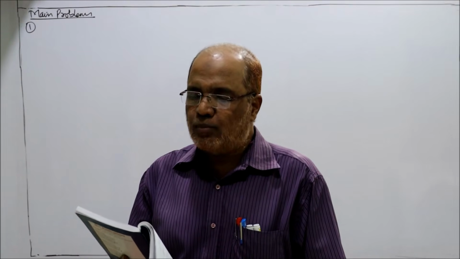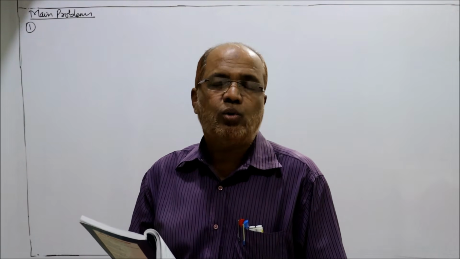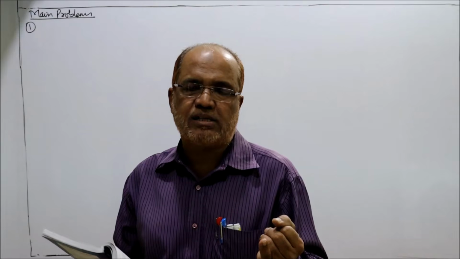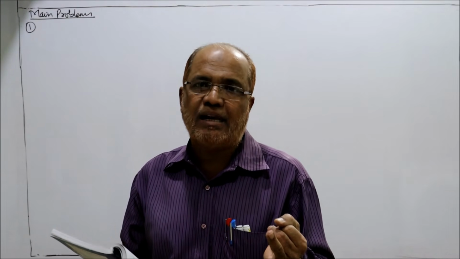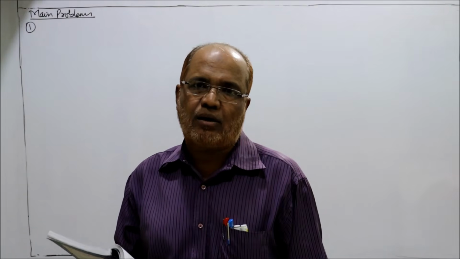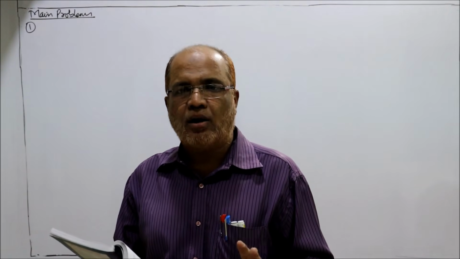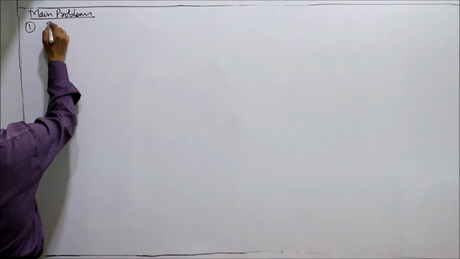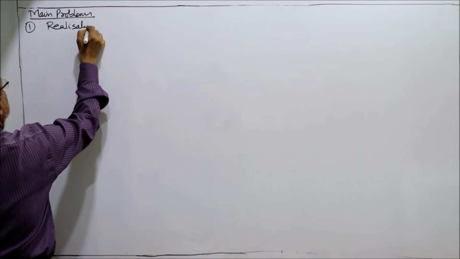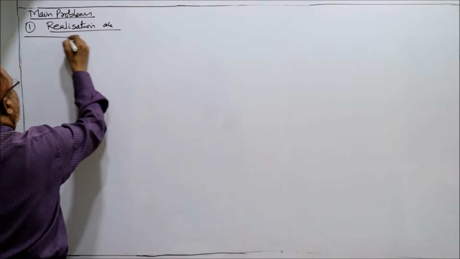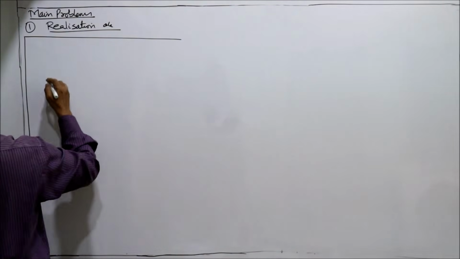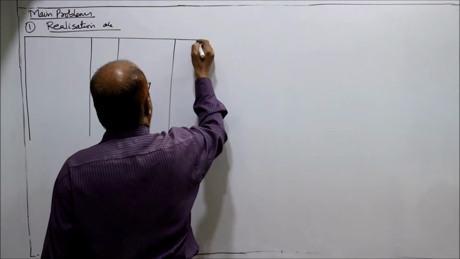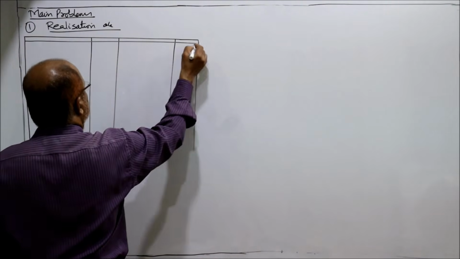Now this problem is not asking for journal entries, it is asking you to prepare the ledger accounts to close the books. So first we need the realization account to find out the profit or loss on realization. Secondly, we need the partners' capital account. And lastly, we need the bank account for settlement. So 3 accounts we require. The first account is the realization account. This is the realization account.